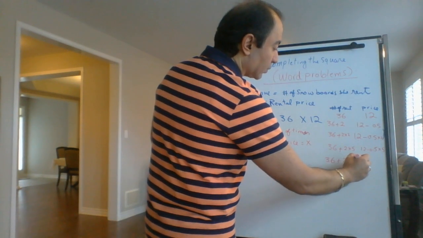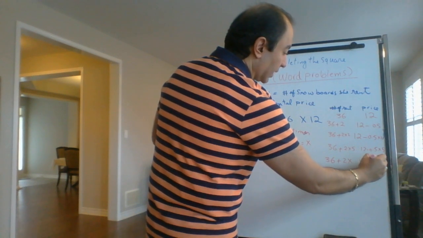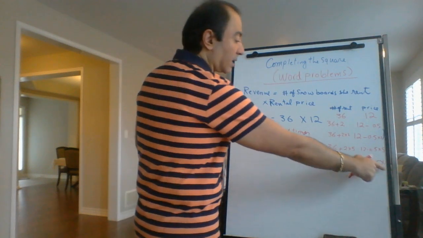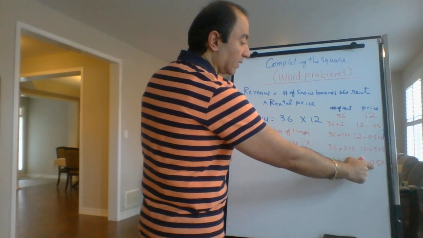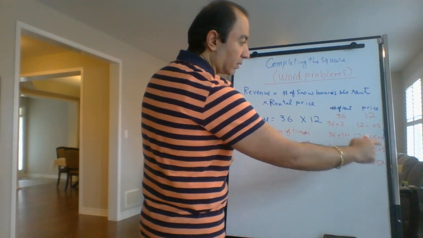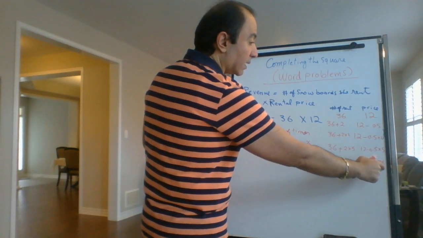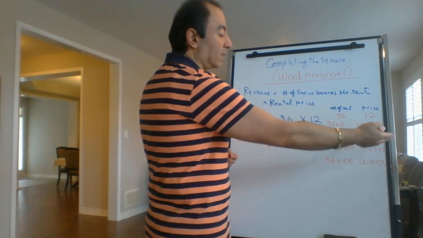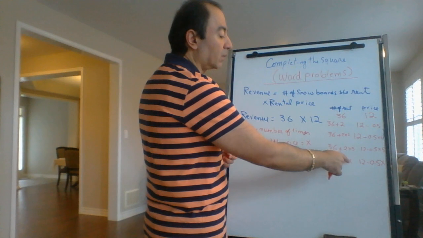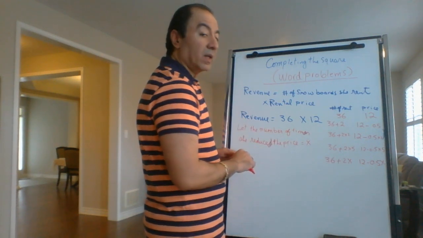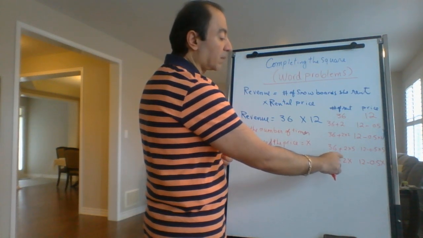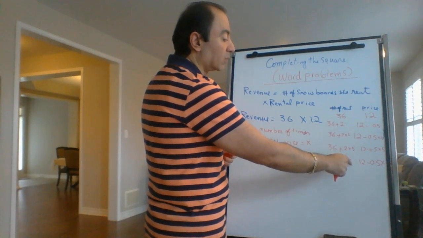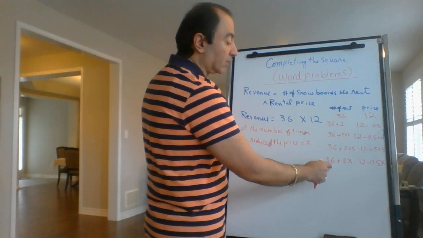And the price will be 12 minus 0.5 times X, because she will reduce it X times. So X times, each time is 0.5. So the whole reduction is 0.5 times X, which is how many times we are going to reduce the price, 10, 20, whatever. And the number of people will be 36 plus 2X, because every time we reduce the price, we're going to add 2 more rent. So if we reduce it X times, it will be X times 2 added to 36.